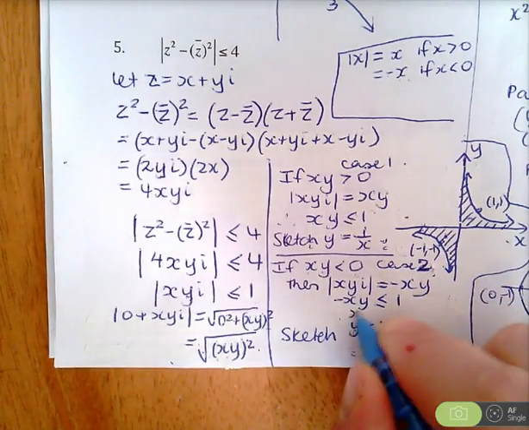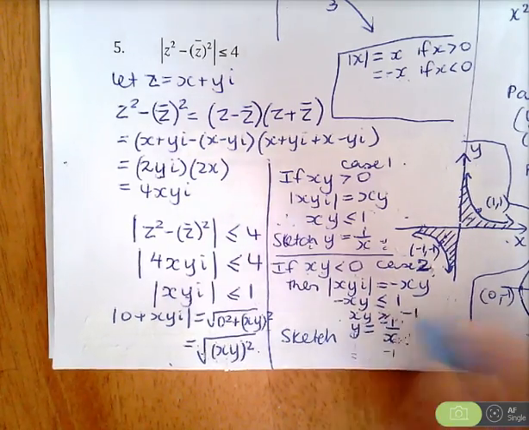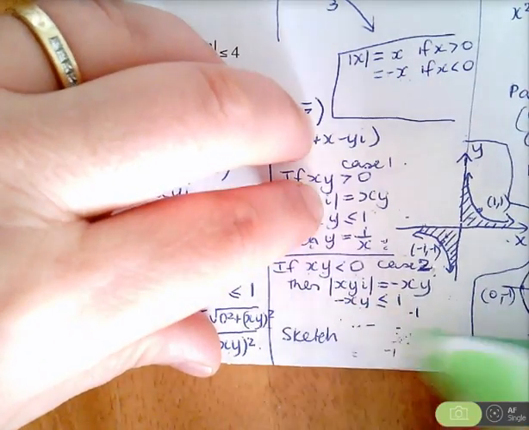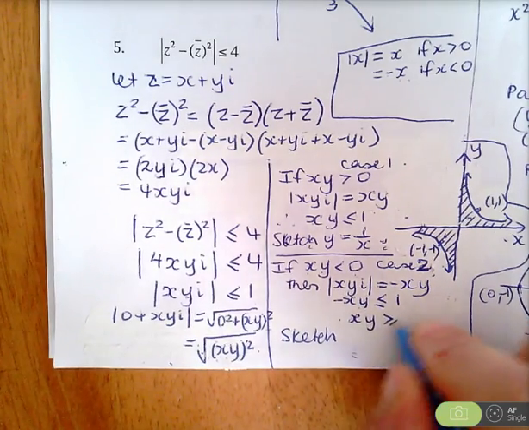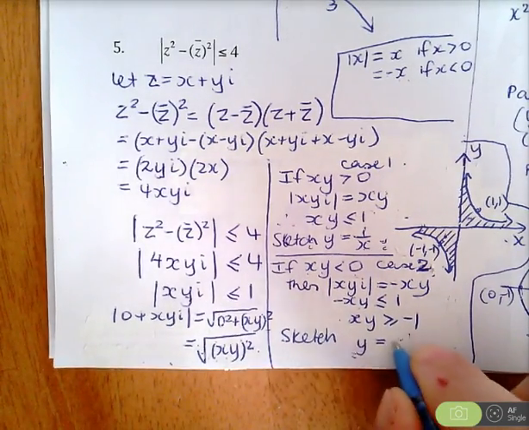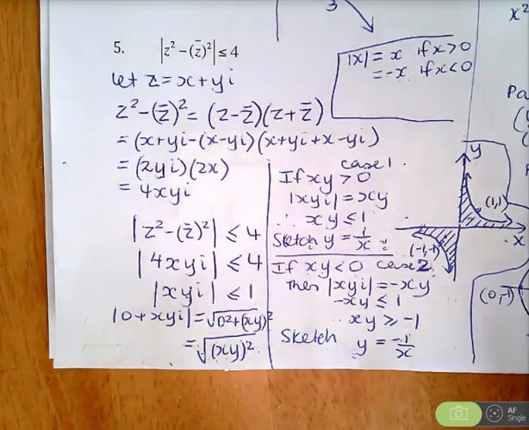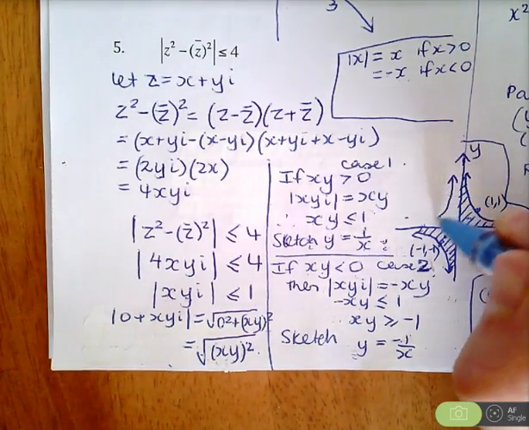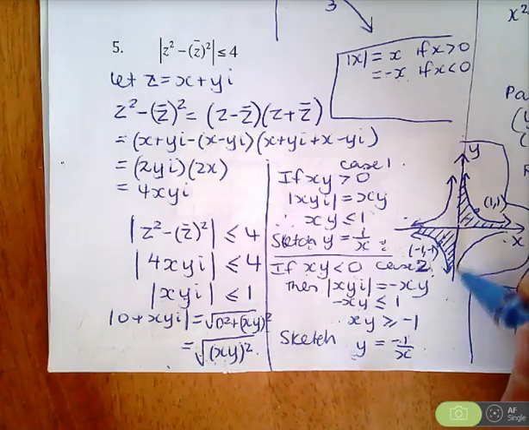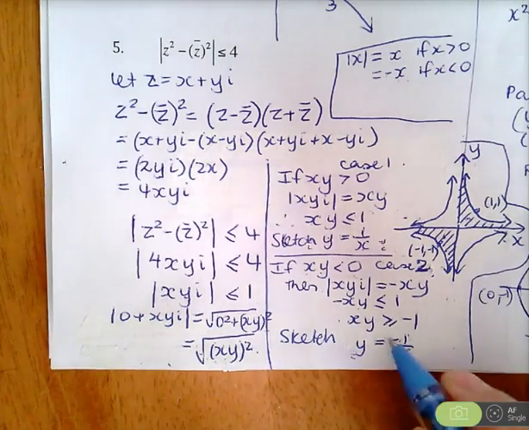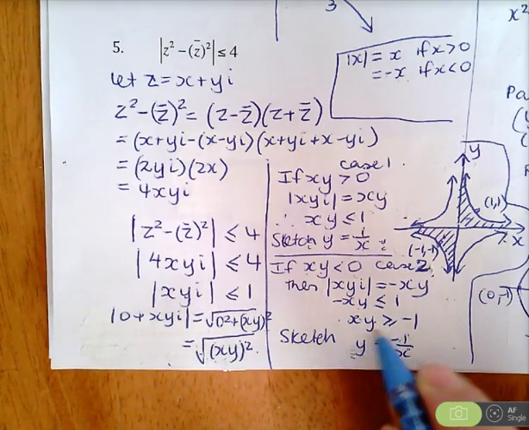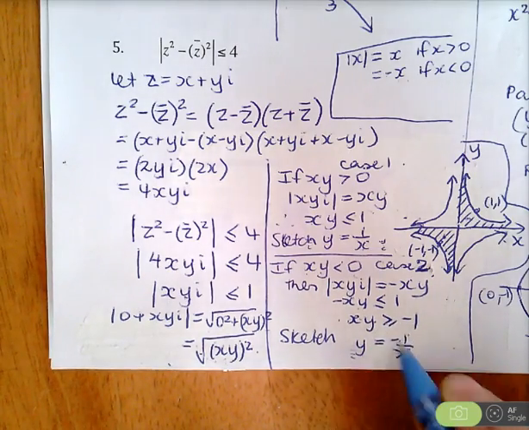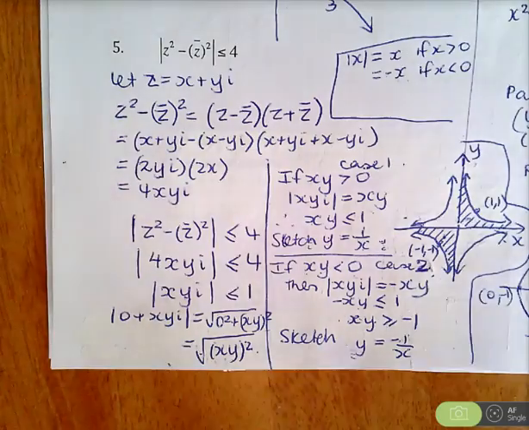Swapping sides, we get xy is greater than or equal to negative 1. I'll do that again. So we get xy is greater than or equal to negative 1. So we need to sketch again y equals negative 1 on x. So I'm going to sketch y equals negative 1 on x. That's quadrants 2 and 4. So that's what I sketch, but this is what I test up here. I don't go and rearrange this and put y is greater than or equal to negative 1 on x, otherwise I'm going to get incorrect results.